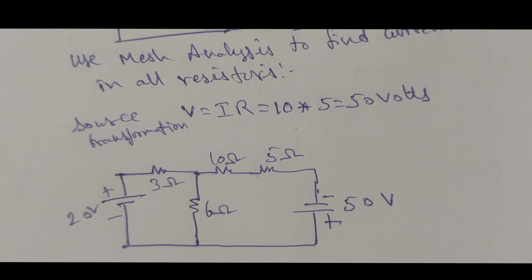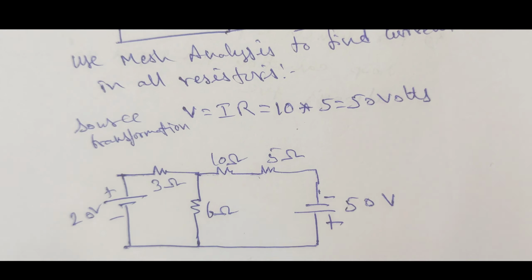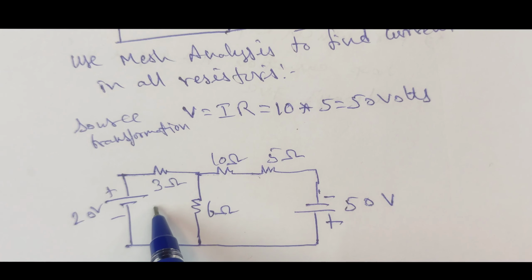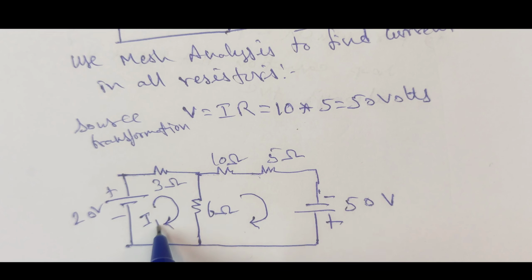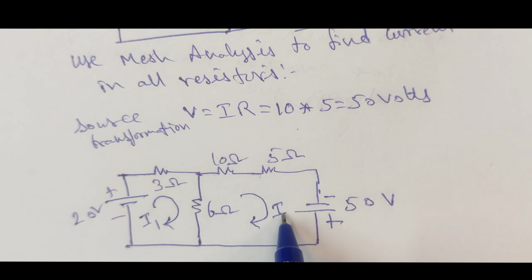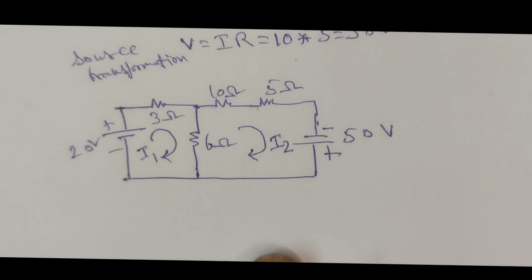Now I will give you a hint on how to determine the number of loops. It is easy to determine. We have 2 closed paths, so here we have 2 loops. So here we need not apply any Kirchhoff's current law. Simply we can write the arrow directions, and we name this current I1 and this current I2. I1 and I2 are called mesh currents.